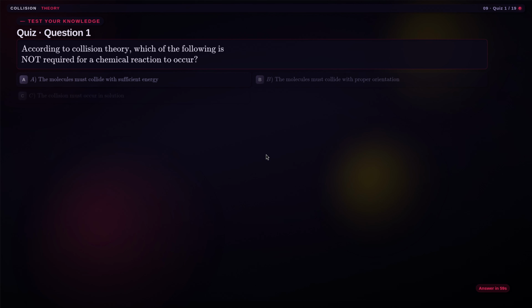Quiz question 1. According to collision theory, which of the following is not required for a chemical reaction to occur? Option A. The molecules must collide with sufficient energy. Option B. The molecules must collide with proper orientation. Option C. The collision must occur in solution. Option D. The collision frequency must be adequate. Take a moment to think about your answer. The correct answer will be revealed shortly.